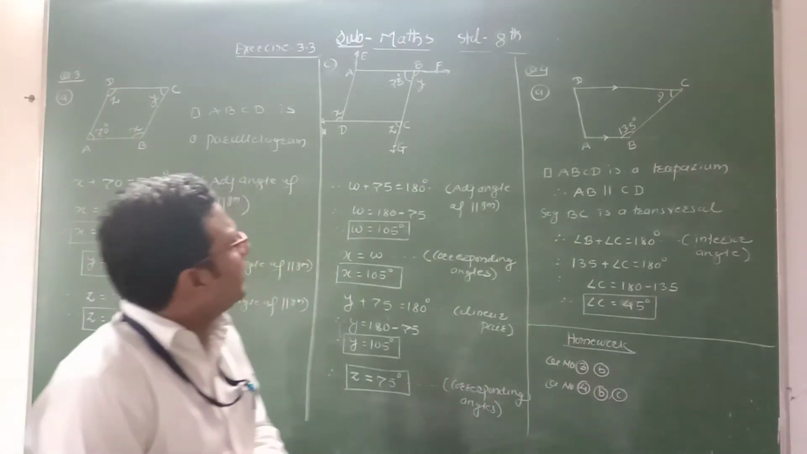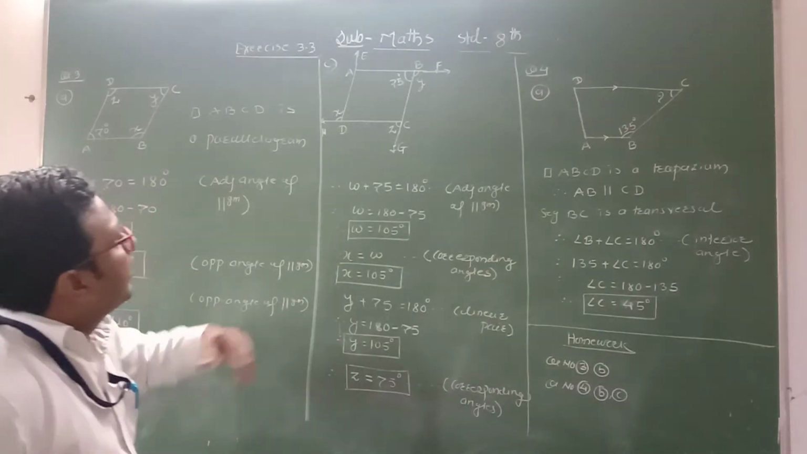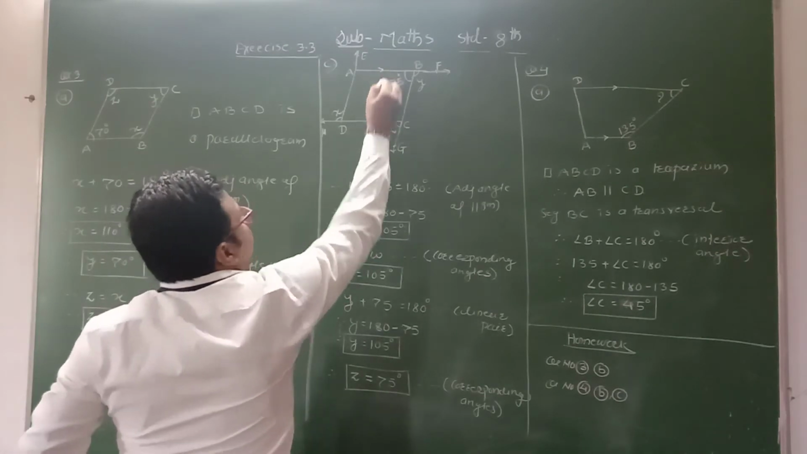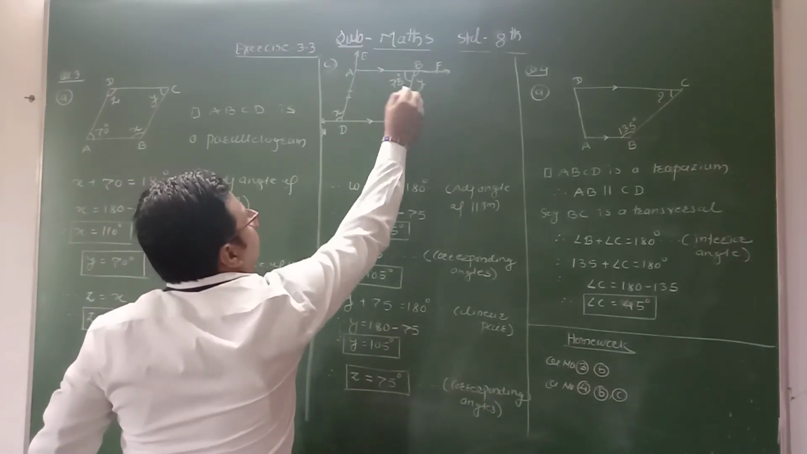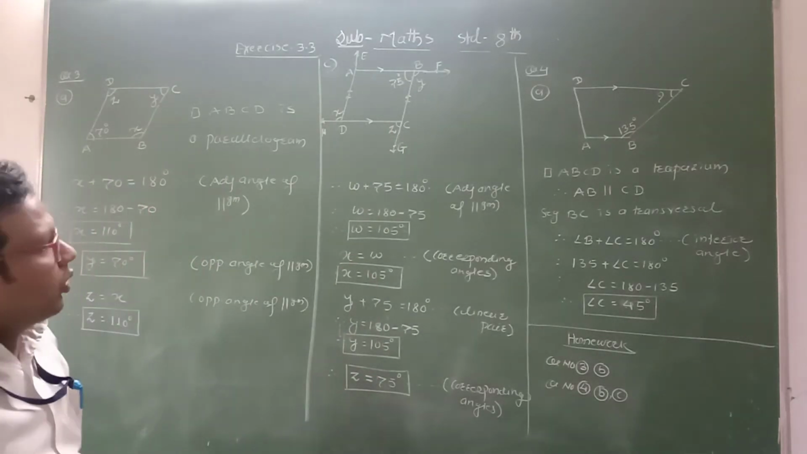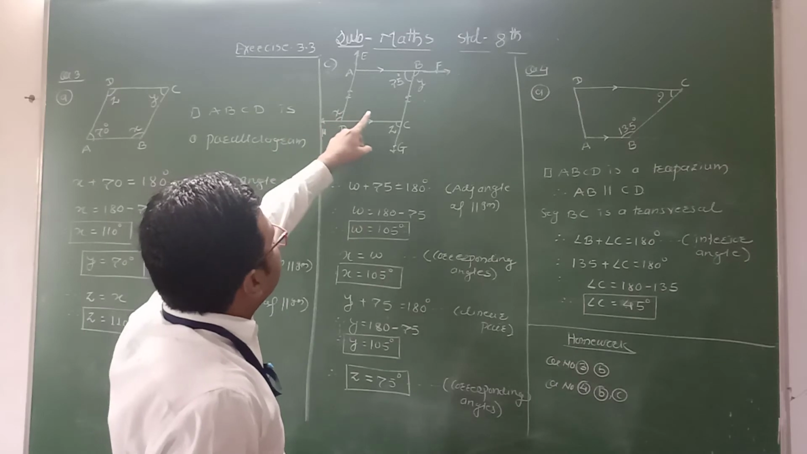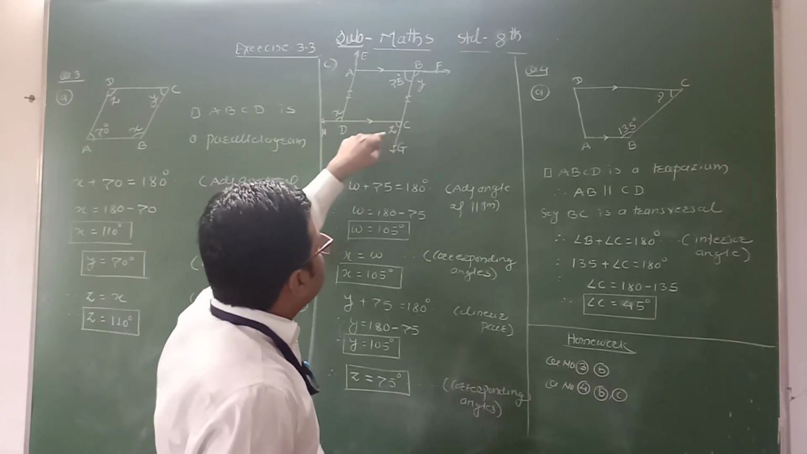Okay. Now see the next question. Here I take example C. In this question, ABCD is a parallelogram. We know that AB is parallel to CD and AD is parallel to BC. Opposite sides of a parallelogram are parallel. Now where is x? Here is x, there is y and z. We have to find the values of x, y and z.